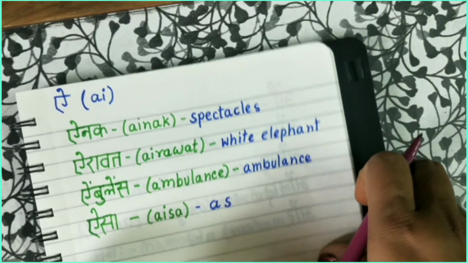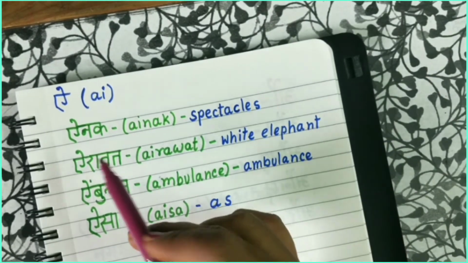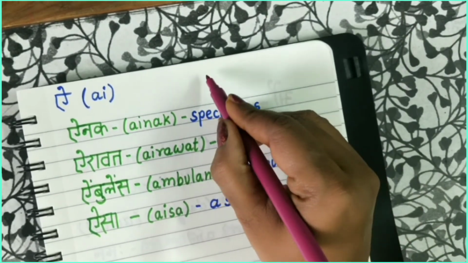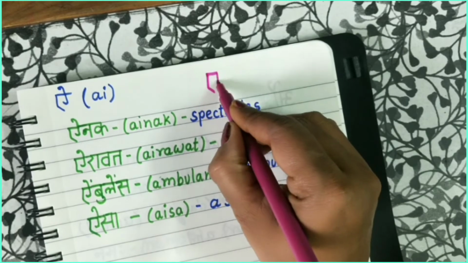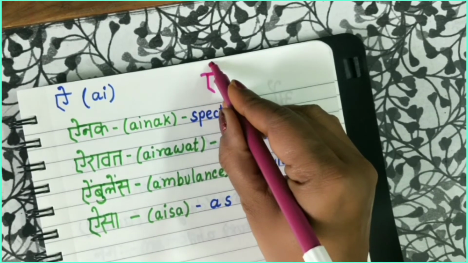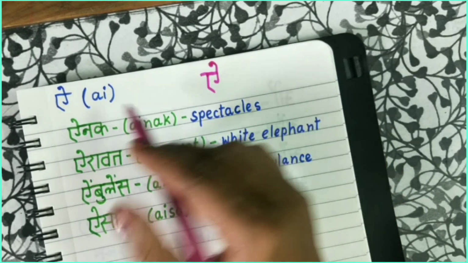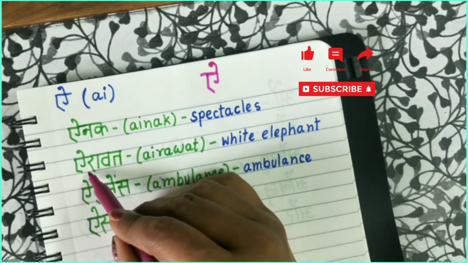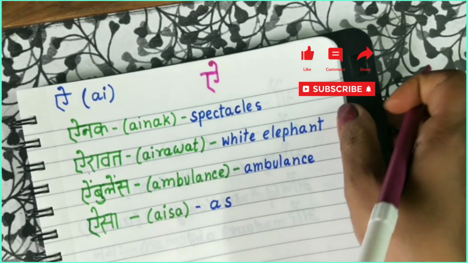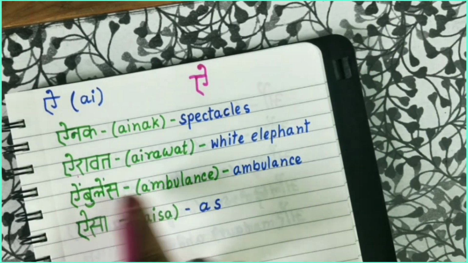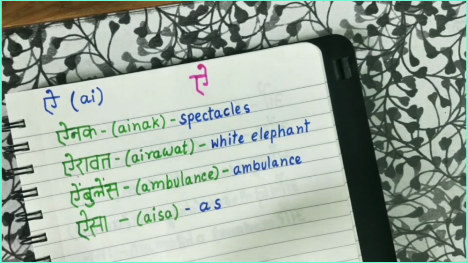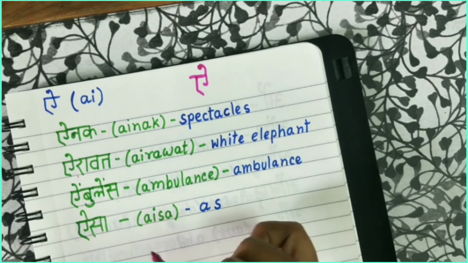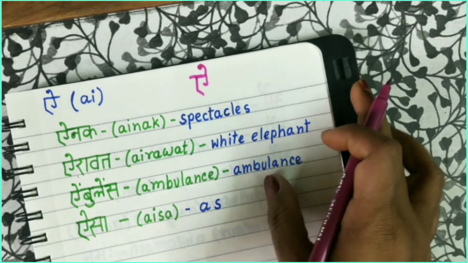Okay, children. So next and the last one in today's video, that is ai. So how can you write ai here? Same, just like e, you write like this and make a cap here. That is ai. Ai say ainak. Ainak means spectacles. Ai say airavat. That is white elephant. Ai say ambulance. Okay, so ambulance is also the same. Ai say aisa. Aisa means like this. Okay, so that's all.